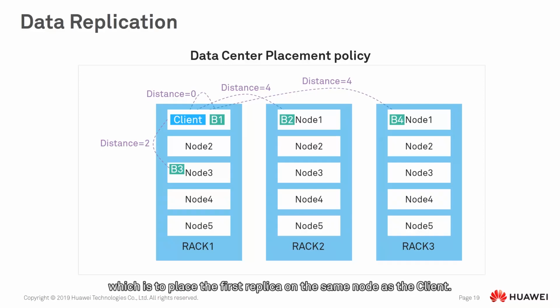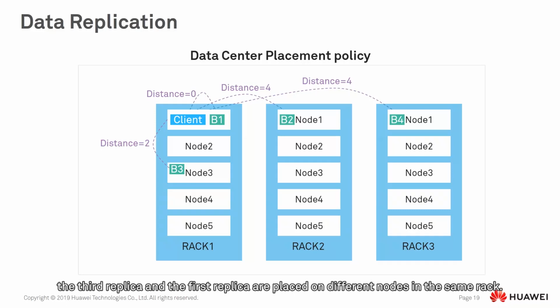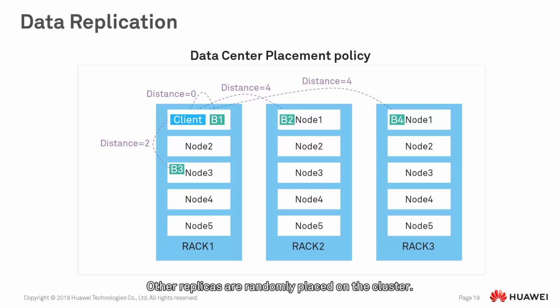which is to place the first replica on the same node as the client. The second replica is placed on a remote rack. The third replica is placed on another rack if the first two replicas are placed on the same rack. Otherwise, the third replica and the first replica are placed on different nodes in the same rack. Other replicas are randomly placed on the cluster.